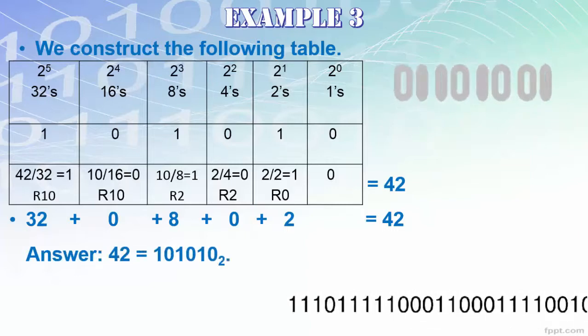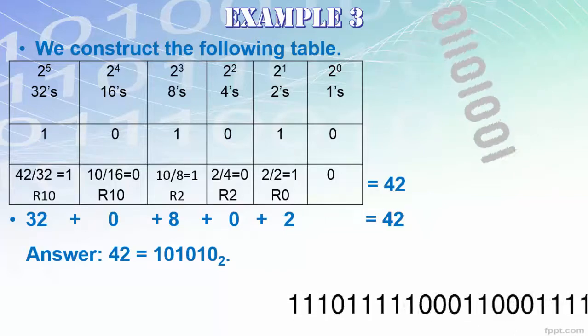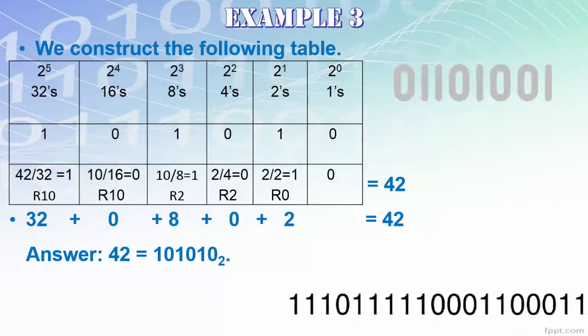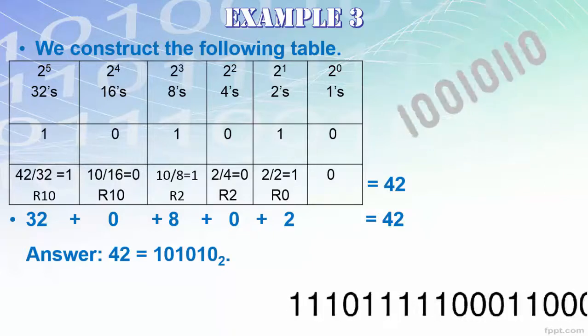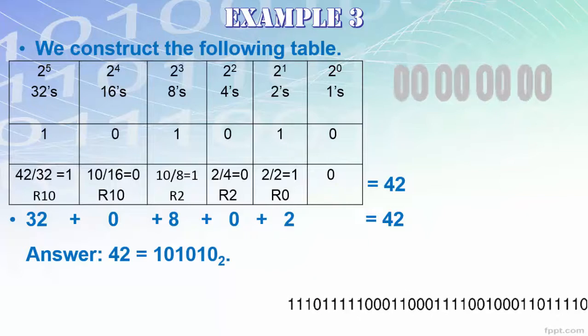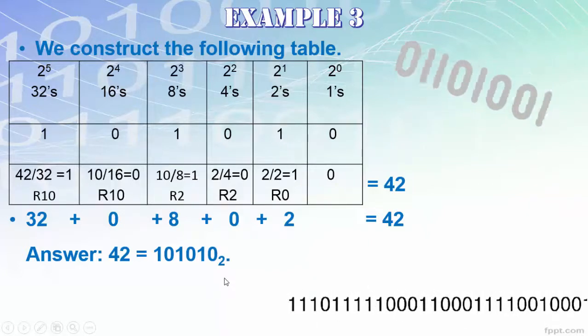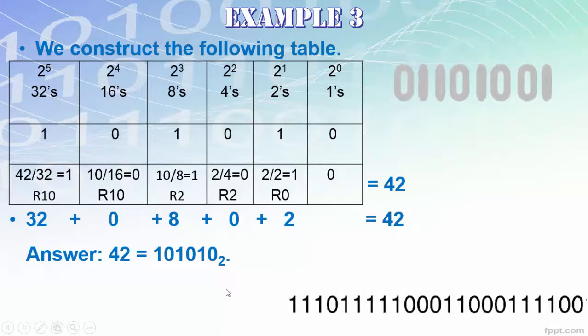So the answer is that 42 in our base system is equal to 101010 in base 2, or in the binary system. That's what the little 2 means. And this is what we would expect, because that's what we saw in the other direction.